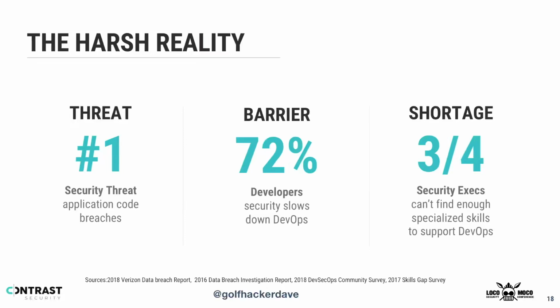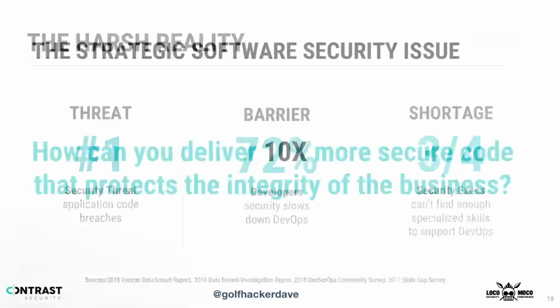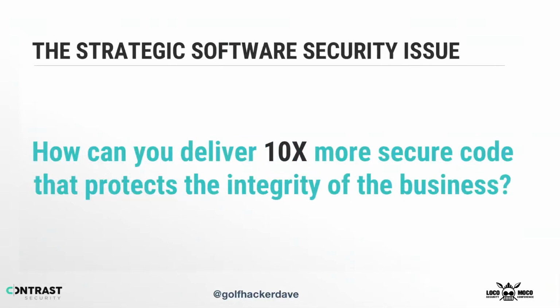But we're still seen as the slowdowns, us security folks. Developers say, oh, you're slowing us down. 72% of developers say that's really the slowdown. And then what's the big deal on the security exec side? Talent shortage. So we have some issues to deal with in this modern era of development and securing development, because developers are being asked to continue speeding up their process, writing more code, delivering almost 10 times the amount of code, and we still have to make sure that code is secure. So how are we going to do that?